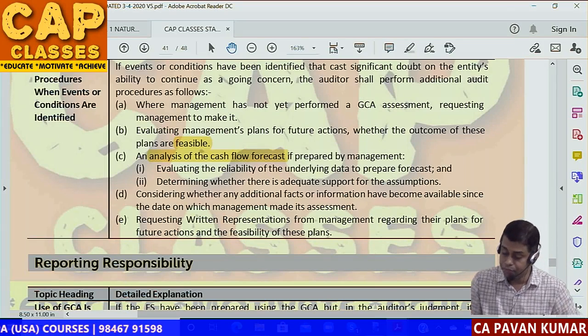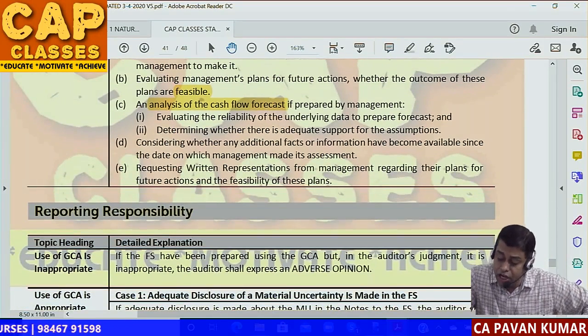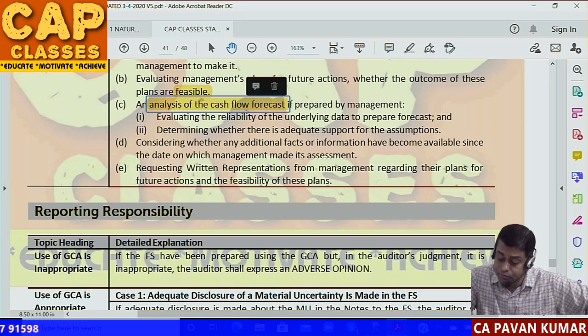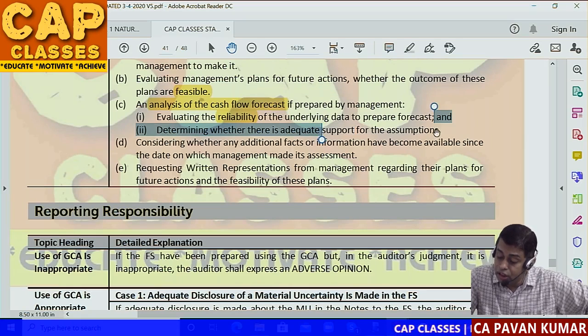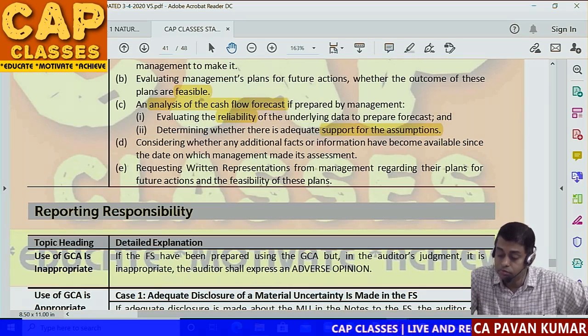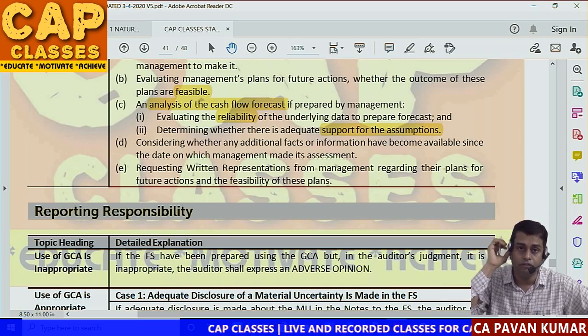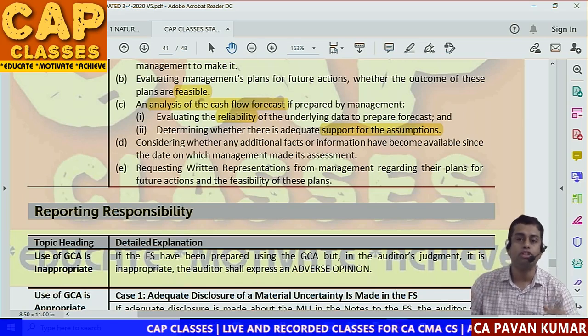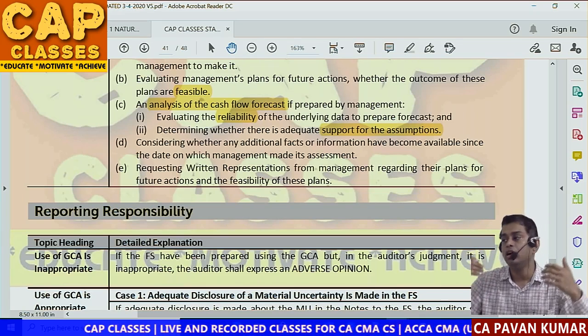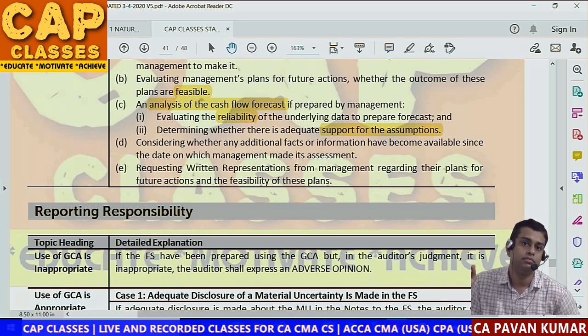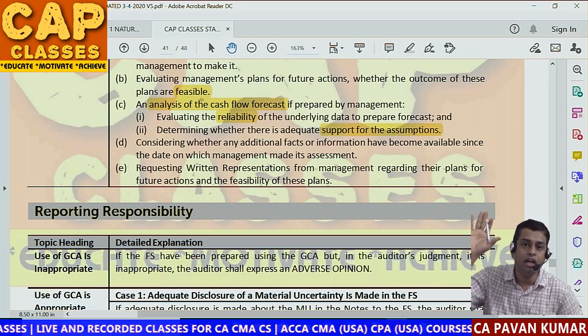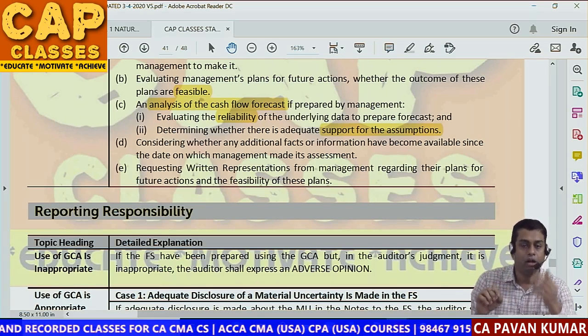This can be MCQ. If prepared by management, evaluating the reliability of underlying data, whether the data is reliable, determine whether there is adequate support for the assumptions. You are making some assumptions. You said, I am getting a foreign order, 100 crore rupees of foreign order I have got, so I will sell goods to him, I will get 40 crores profit, I will be out of all these losses. If that foreign order is only on paper, you are making us fools, no?